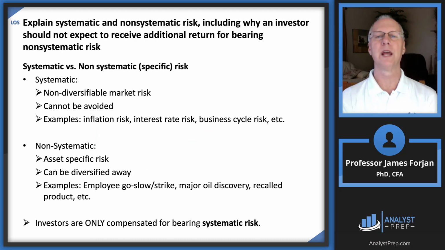All right. Moving on to the next LOS. Let's go ahead and look at the difference between systematic risk and unsystematic risk. First of all, I always define risk in terms of variability. And so I think of systematic risk as the variability in stock returns due to changes in economic or systemic factors. I have some examples there, things like inflation and interest rates and business cycles, et cetera, et cetera.